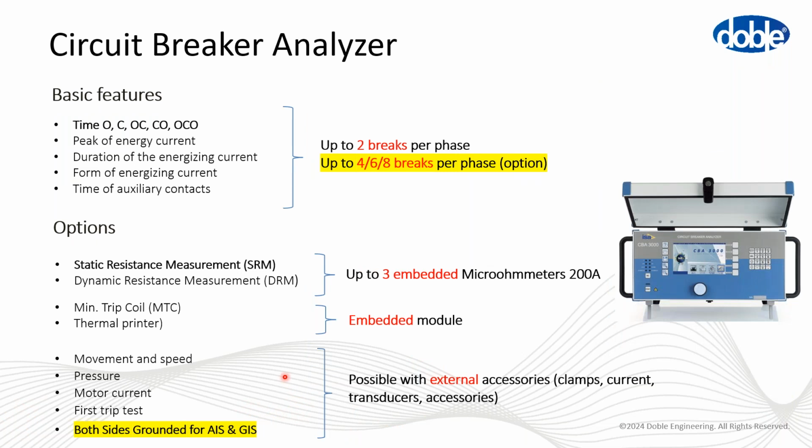CBA 3000 is a little bit different because it is a new one with new technology. You can see some differences. The main difference of this device is that it is completely configurable. You have the same basic features, but you can optionally test up to 8 breaks per phase. Some options are basically the same, but we can also test GIS, as we saw before.